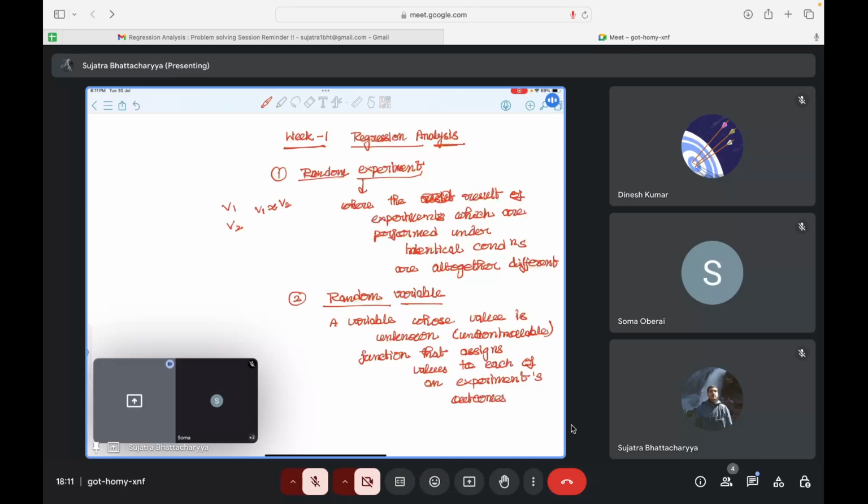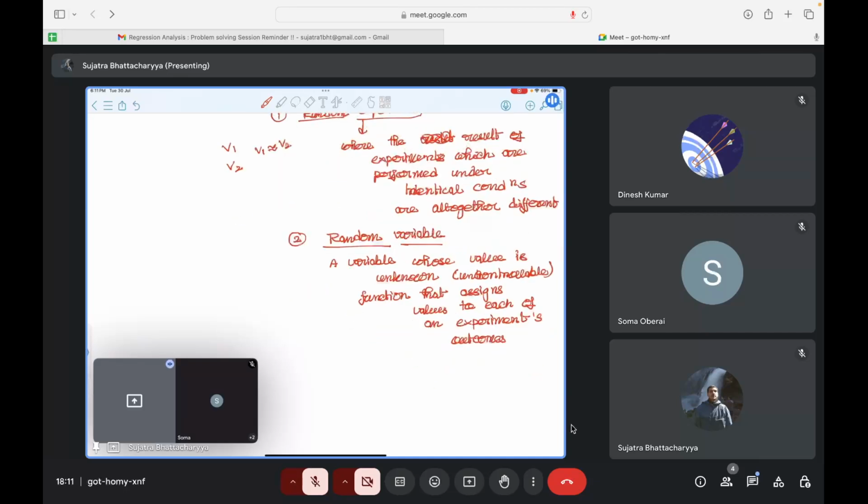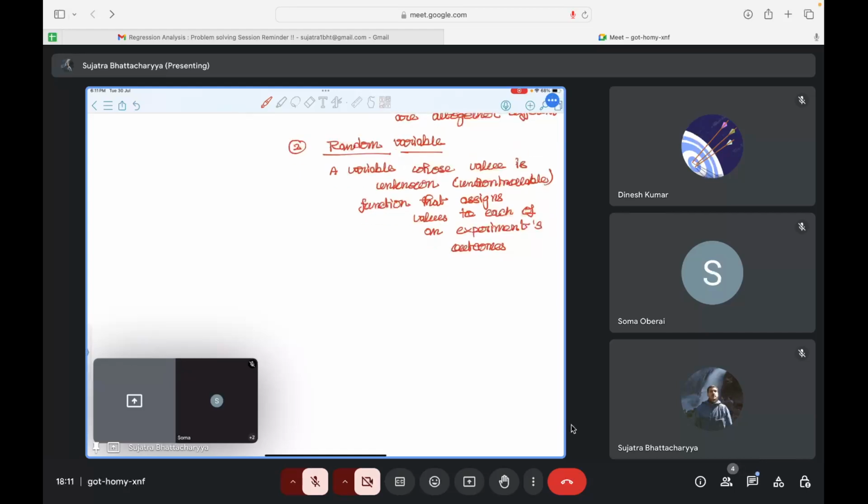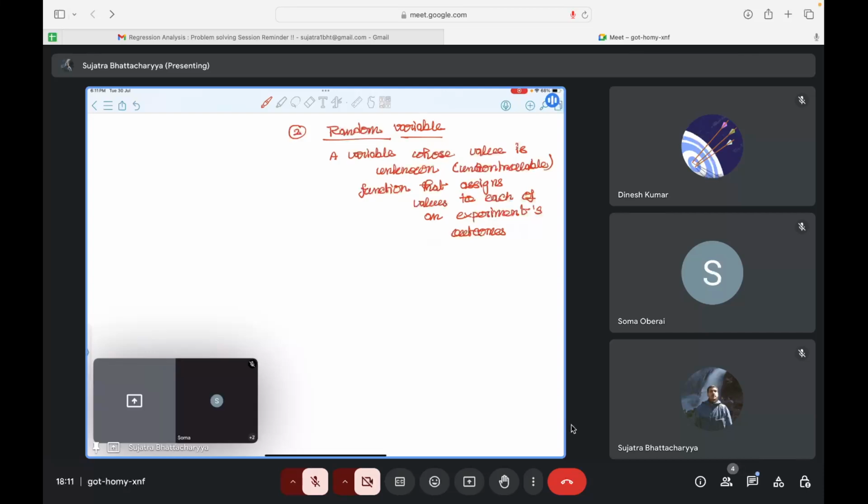So there are more mathematical definitions of random experiments and random variables, particularly. I will not go into the details. Now I will just quickly move on to what is a continuous probability distribution, or probability density function.